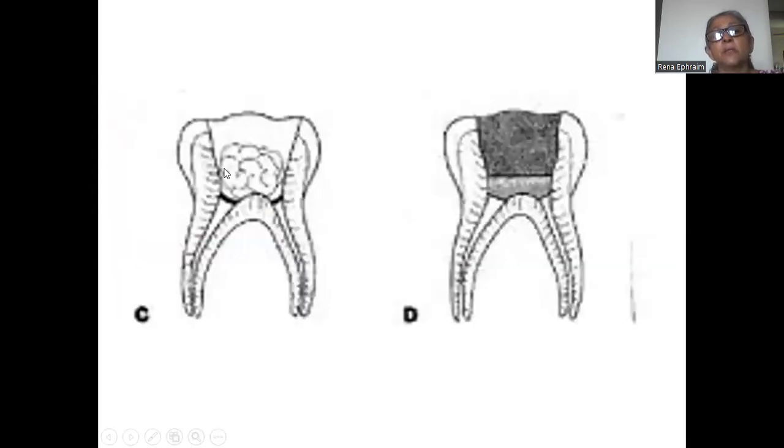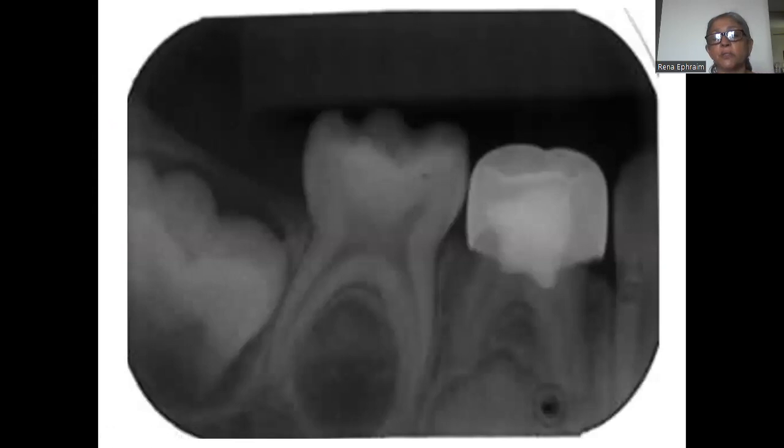This is a cotton pellet which has been soaked in formocresol that can be kept in the chamber, and a restoration can be given. If it is a single sitting pulpotomy, the cotton pellet is removed and restoration is given. And if it is a double sitting pulpotomy, we retain the formocresol pellet in place and then give a restorative material. The patient is recalled after 4 to 6 weeks.